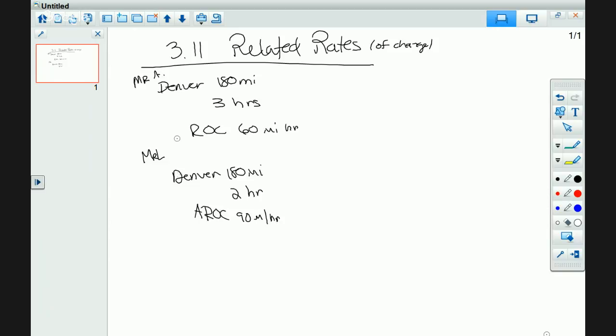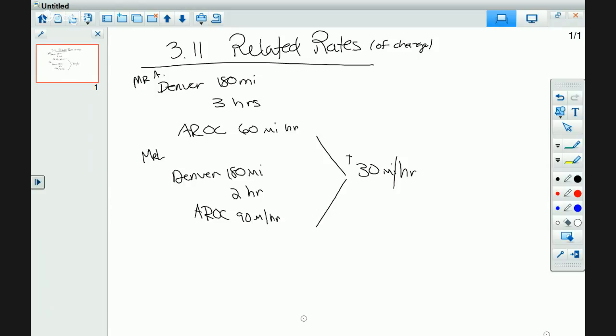Okay, well, let's put an A on there for average. If we left at the same time, how much faster is he traveling? He gets there an hour earlier, but how much faster is his rate of change? Yeah, he's going 30 miles an hour faster. So if we leave at the same time, he is going that much faster.